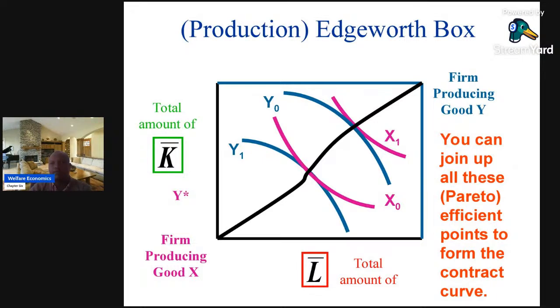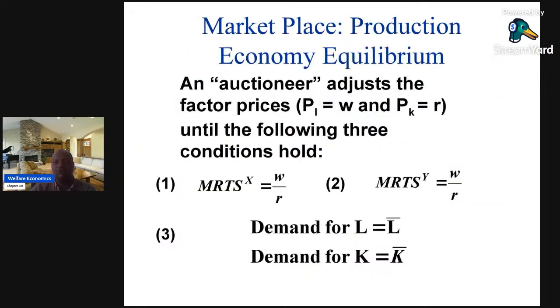You can join up all these Pareto efficient. These points are the point at which they are tangent to each other are said to be Pareto efficient. Now in this case, the marketplace for production economy, we have the costs. That means the ISO costs. That means for wage for labor, and rent for the capital.